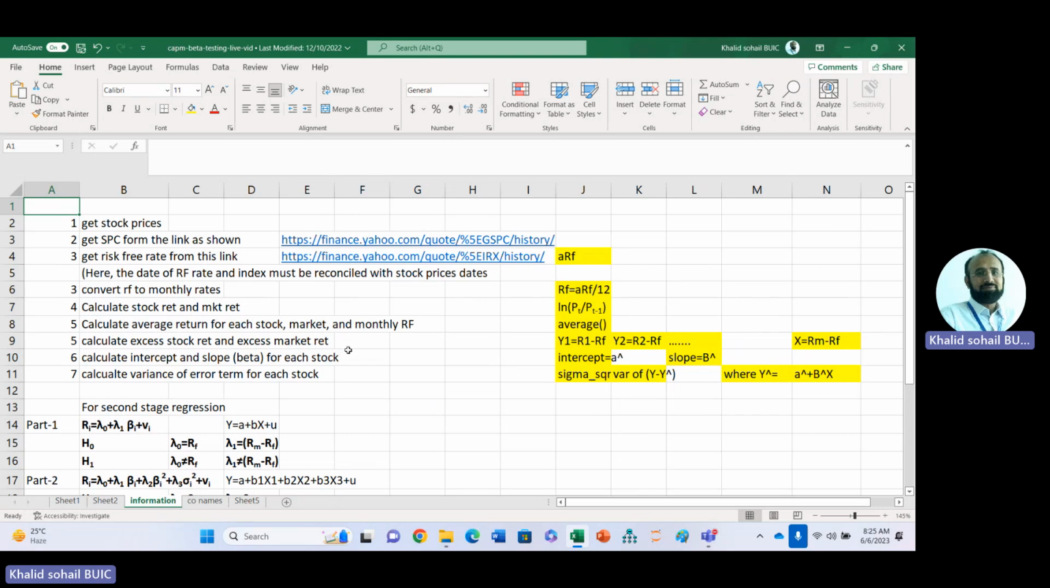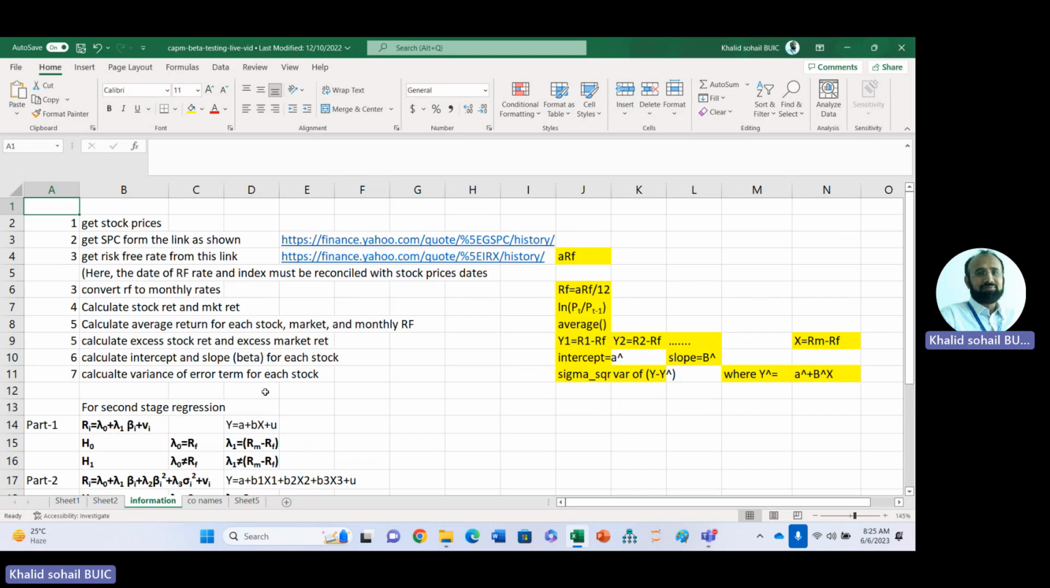After doing this, we need the intercept as well as the beta of all these. Let's say we are taking 100 companies, so for that purpose we will use the intercept function for the intercept and the slope function for beta.